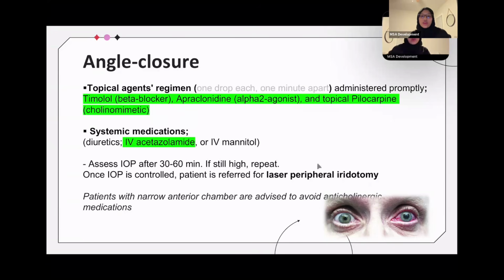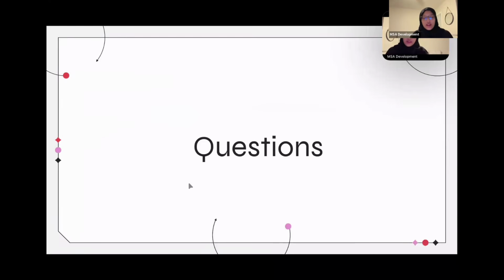People who are predisposed, who have a narrow anterior chamber in the first place, are not advised to use something that can cause dilation of the pupil and narrowing of that angle, like anticholinergics. Okay, so anticholinergic. This is cholinomimetic to open the angle. Anticholinergic will narrow that angle. So you do not want to use that in someone who already has a narrow chamber, narrow angles.